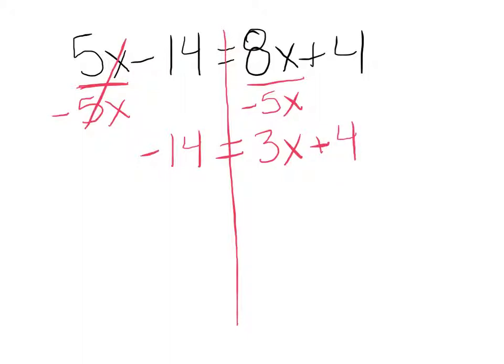So now we're back at a regular equation, do and undo. So if you want to draw your table, draw your table. If not, let's go ahead and remove everything that has nothing to do with x. So I see that pesky little plus 4 at the end, and that's what I'm going to do first. Negative 14 minus 4 is negative 18.